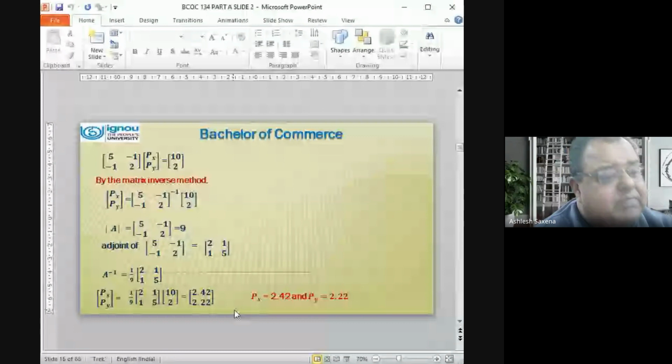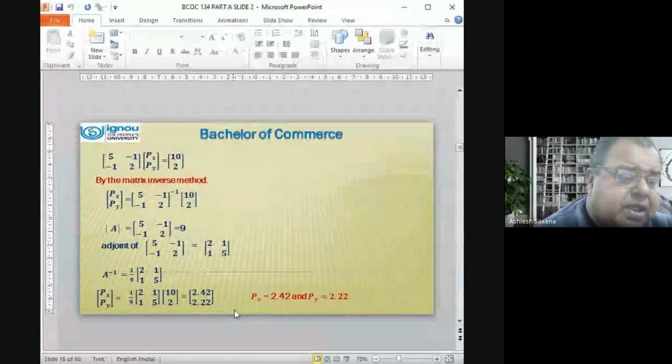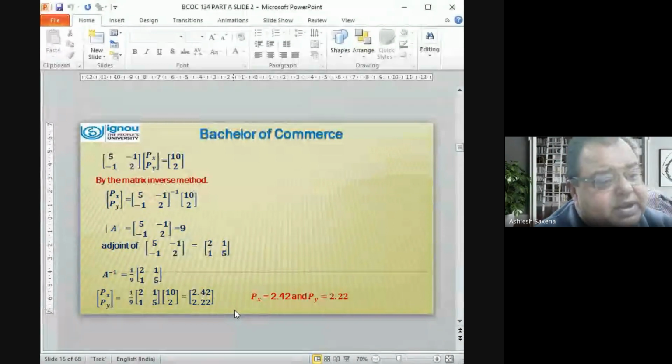Now we have to find the value of x and y. Now, that is how we will be doing. PX, PY of the minus 1. First of all, we will be finding out the determinant value. Determinant value will be 9, 10 minus 1.